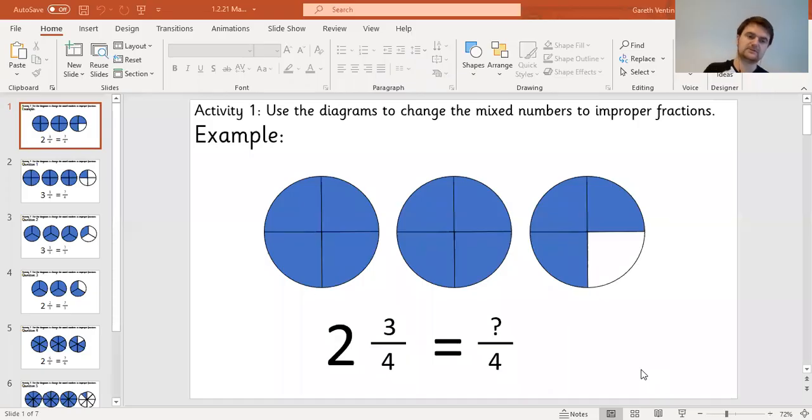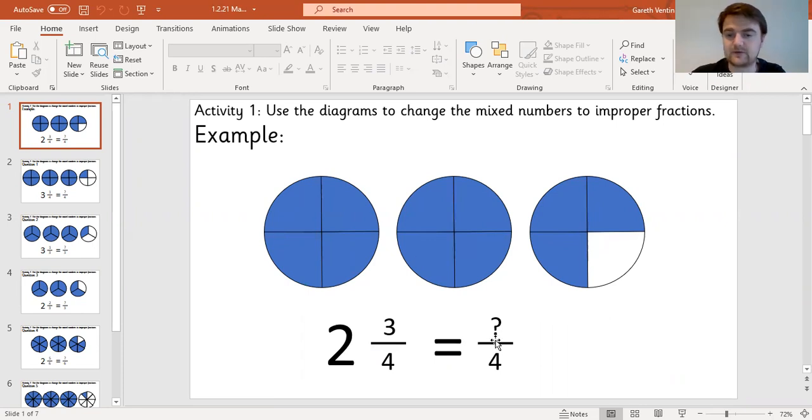So activity 1, you are going to get some circles. Now each circle has been split into fractions. It's already been split for you. So all you need to do in this one is count up how many of each one there are. So here you can see for our example, we've got 2 wholes and then 1, 2, 3 out of 4. So 2 and 3/4. Each circle has been split into quarters.